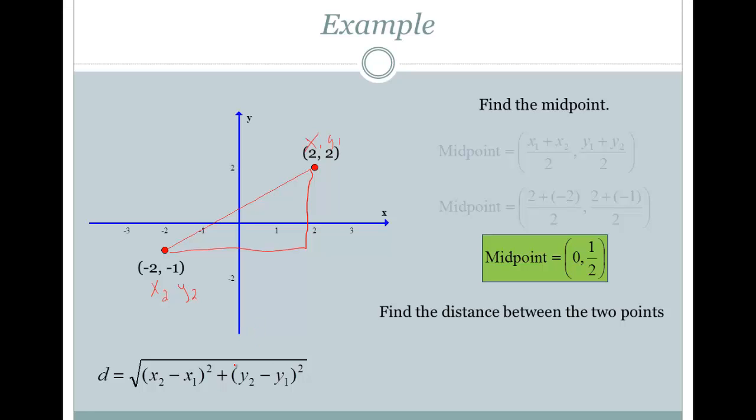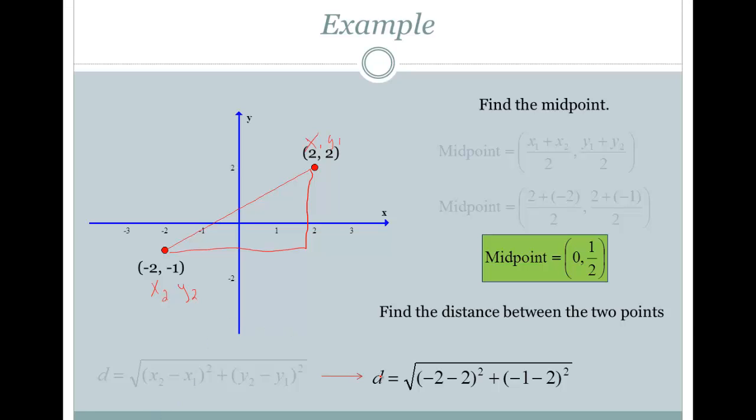All right. Again, if I plug in my points that I'm given, I get negative 2 minus 2 squared plus negative 1 minus 2 squared. This right in here should give me negative 4. And this will give me negative 3. If I square it, 16 plus 9 should give me 25, and I want the square root of that, which will be simply equal to 5. Okay, so hopefully that's a pretty straightforward example. Again, if you have some trouble, try this one again, pause it.